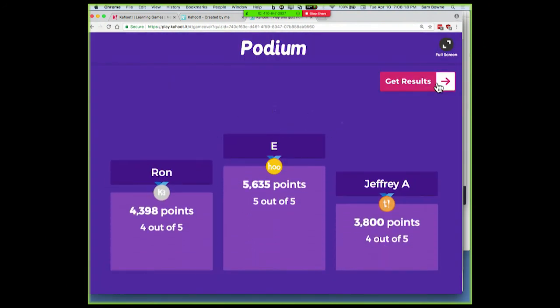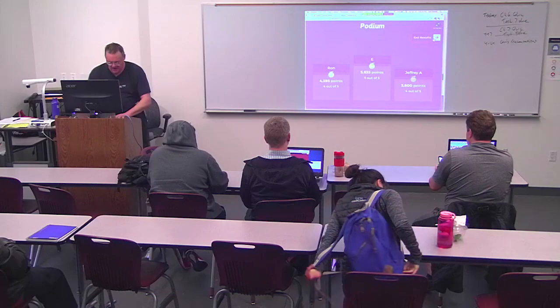All right, so it's E times two and Ron times two and Jeffrey's the new winner. All right, so that's it.